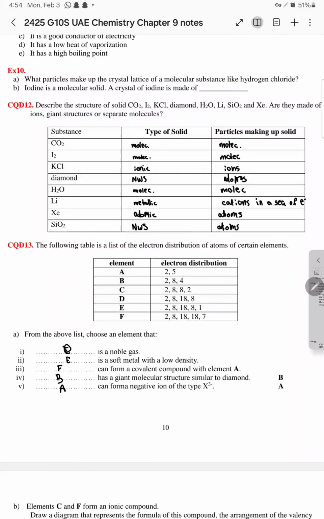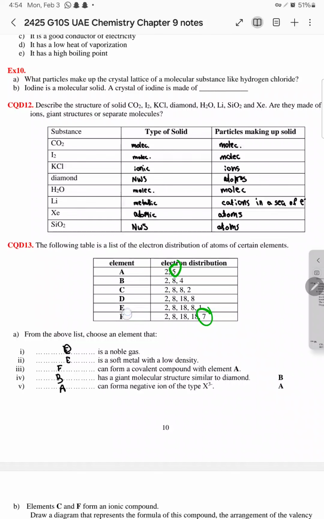Now, which of the following can form a covalent compound with element A? So element A is in group 5. If you want to form a covalent compound with it, you need to choose another non-metal. Since it's in 5, we could make it with 7, because 7 is not a noble gas and it bonds with other elements, and it's also a non-metal. So that's F.